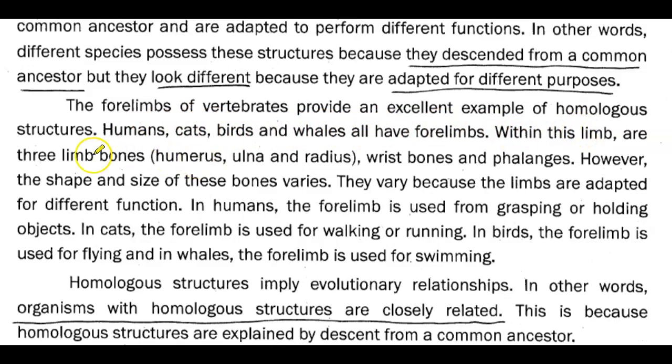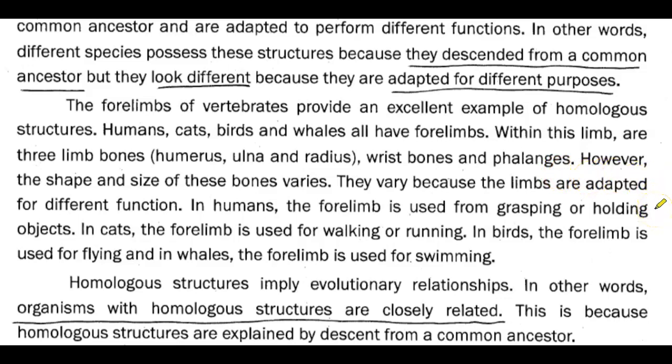Within this limb are three limb bones: a humerus, an ulna, and a radius. In humans, that's your upper arm, and sometimes the humerus is called the funny bone if you bump your elbow really hard. Then your lower arm has the ulna and the radius, the two little bones. Then you have a bunch of bones that make up your wrist, and phalanges are your fingers. However, the shape and size of these bones vary because the limbs are adapted for different functions.